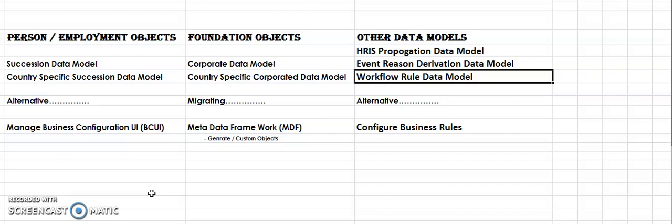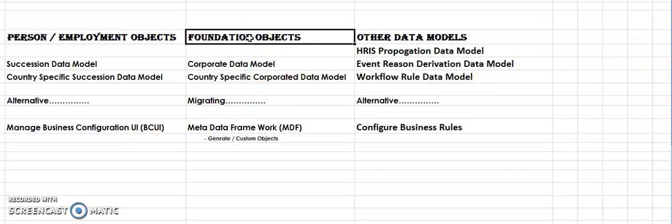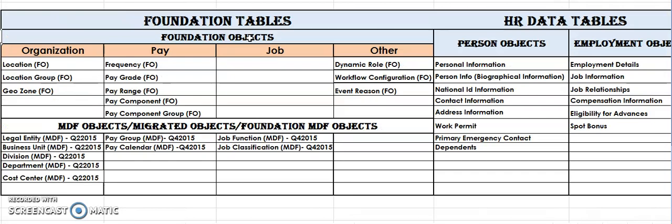For example, if we want to configure the foundation data, that is foundation objects, we have to configure using the corporate data model and the country specific data model. We have seen what the foundation objects are.